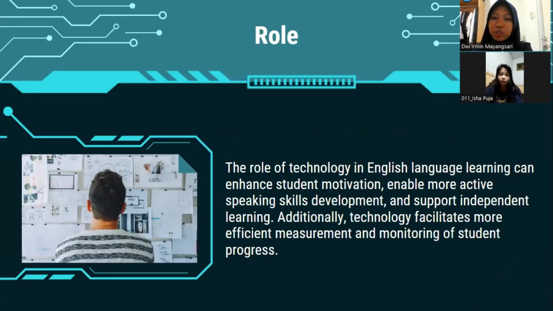The role of technology in English language learning can enhance student motivation, enable more active speaking skills development, and support independent learning. Additionally, technology facilitates more efficient measurement and monitoring of students' progress. Therefore, it is evident that many educators and educational researchers have shown a strong interest in exploring the effect of technology-based teaching methods on speaking skills and on other skills in English language learning.